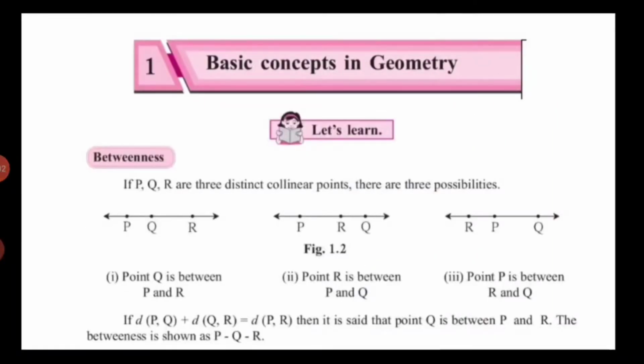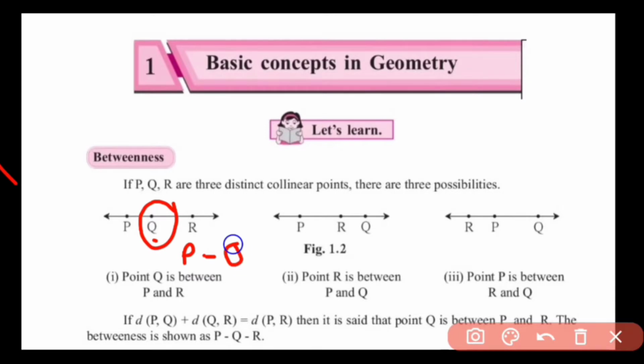Now observe these 3 figures for the property of betweenness. If P, Q, R are 3 distinct collinear points, there are 3 possibilities. So if 3 points are given which are collinear points, we can see the 3 possibilities. First possibility, we can see that point Q is in between point P and R. It can be written as P-Q-R. So this is the first possibility which we can see in the first diagram.